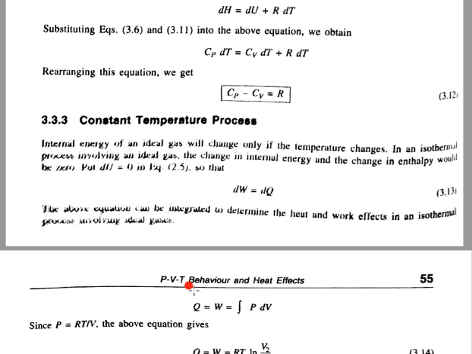In chemical engineering thermodynamics, we are discussing constant volume process, constant pressure process. We are already discussing, and we get the relationship between Cp and Cv.